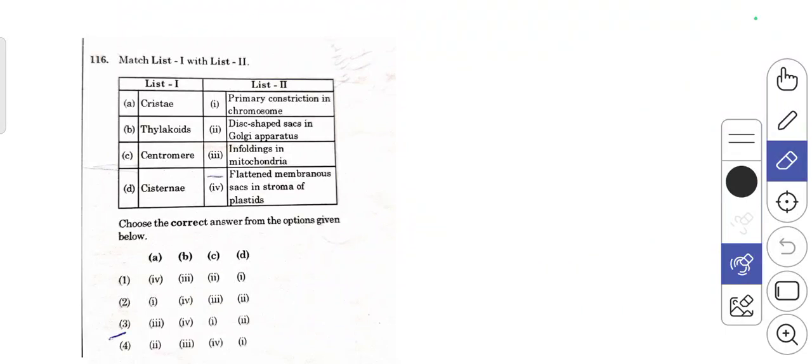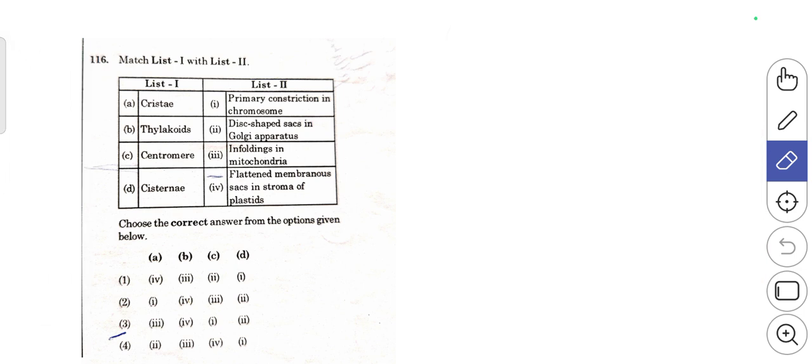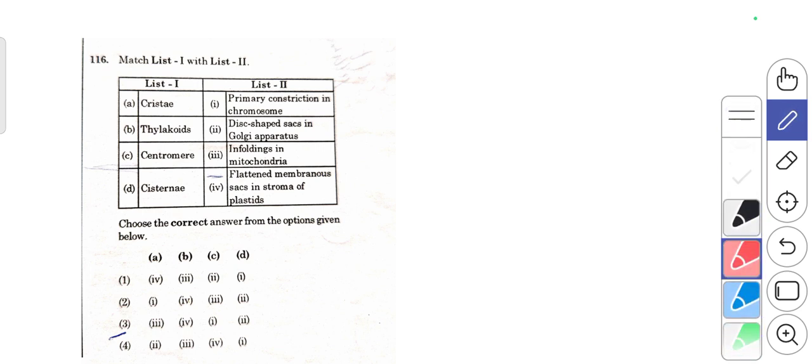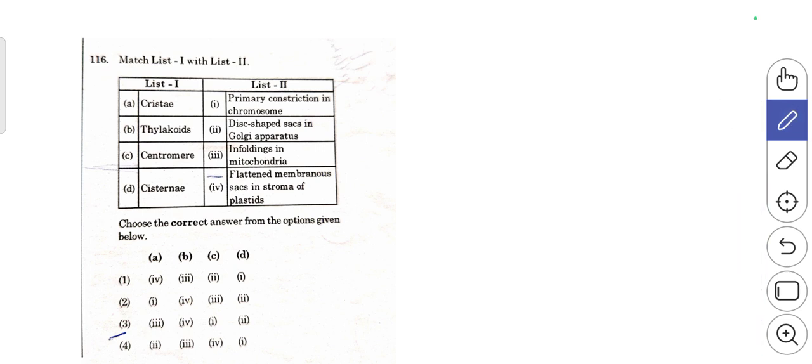So this is Soumya. In this class we'll discuss some of the match the following questions which have been asked in KCET and NEET. As you all know, around 10 to 11 match the following questions will be given in NEET. So we'll directly start with the first question. All you need to do is match the things given in List 1 and List 2.